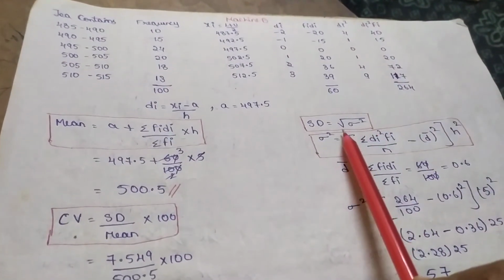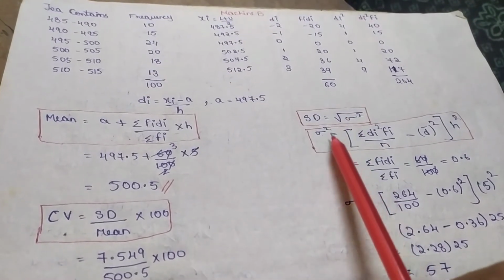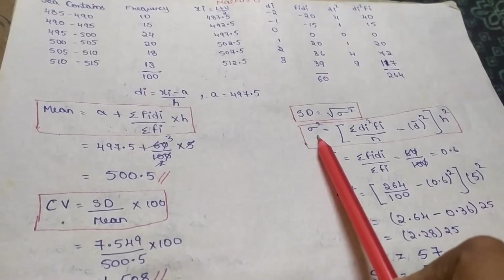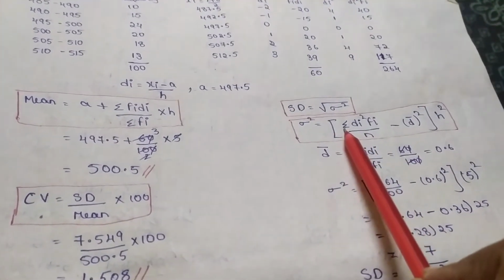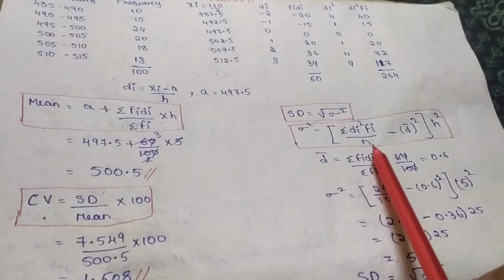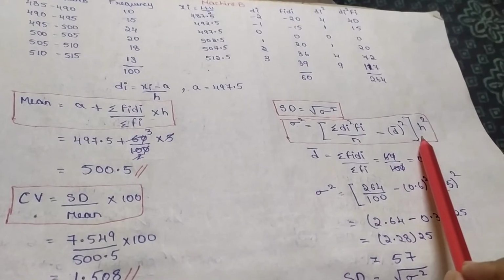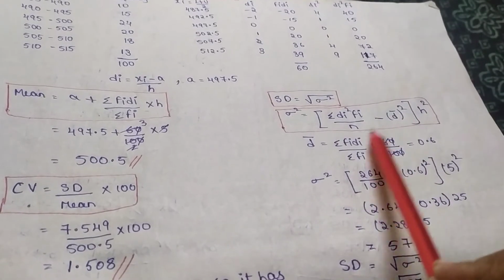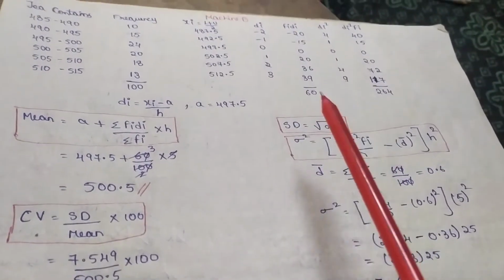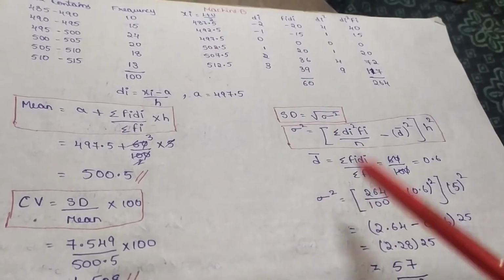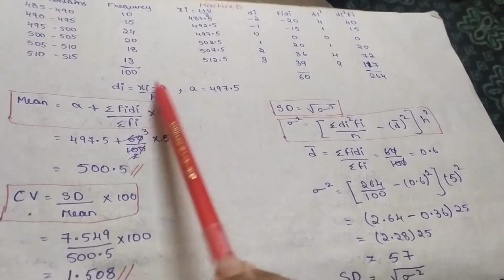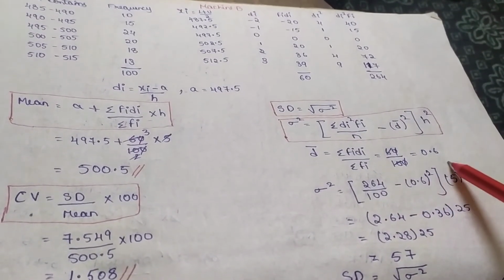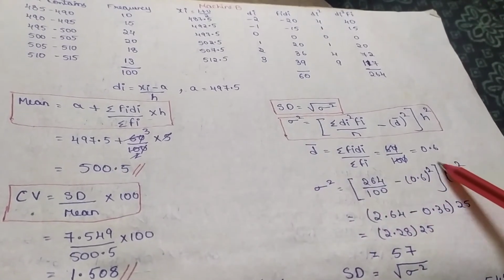Now it's time for calculating standard deviation. First we have to find the variance and then apply the root to the variance answer. The formula is summation of di square fi by n minus d bar whole square into h square. So how to find d bar? D bar is summation of fi di by summation of fi. Summation of fi di is 60 by summation of fi is 100. 60 by 100 equals 0.6. So we got the d bar value, that is 0.6.